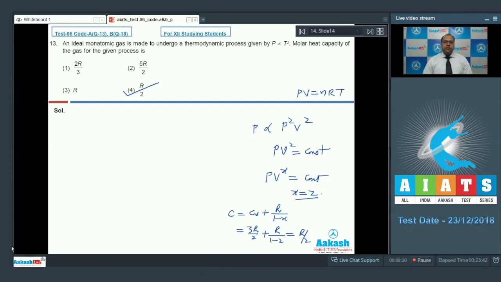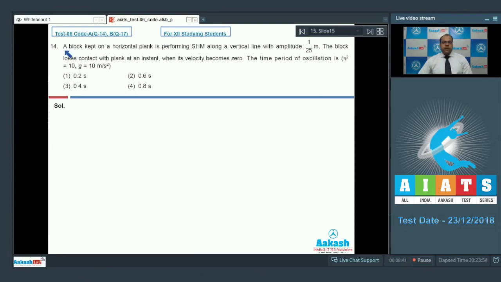Let's move to question number 14. In question number 14, a block kept on a horizontal plank is performing SHM along a vertical line with amplitude 1 by 25 meter. The block loses contact with the plank at an instant when its velocity becomes 0. Find the time period of oscillation, and it is given the value of pi square is 10.